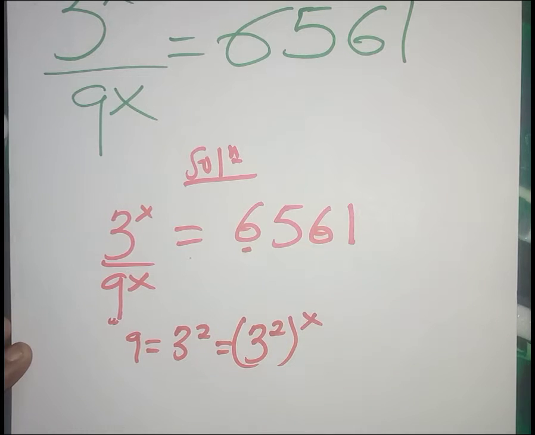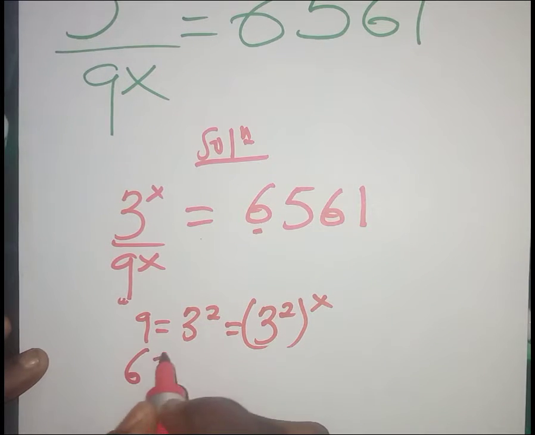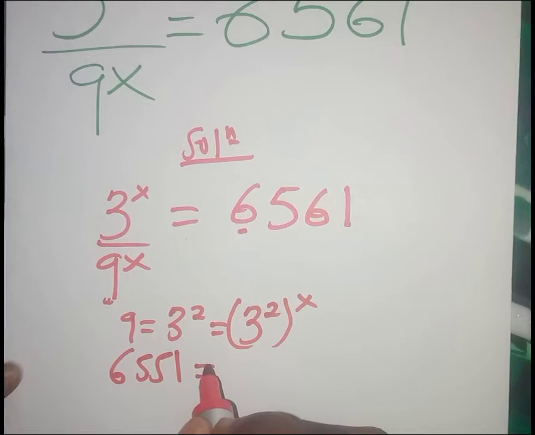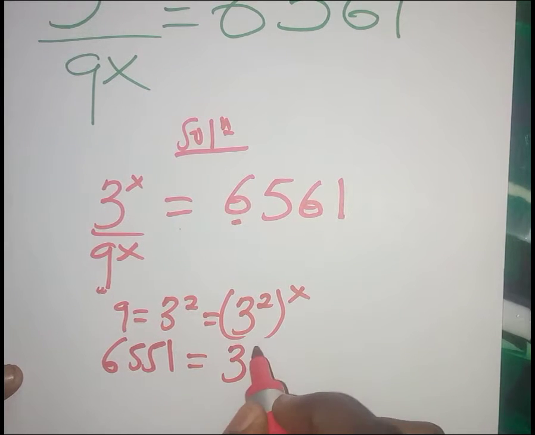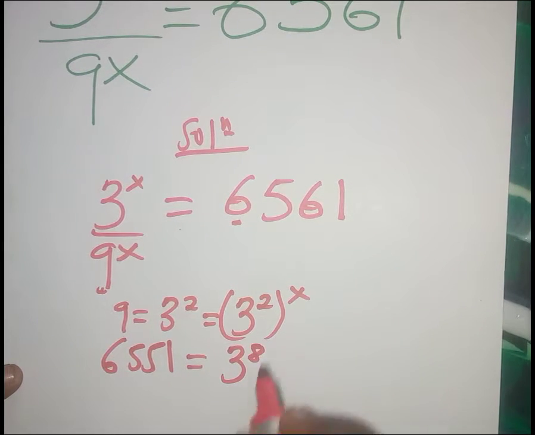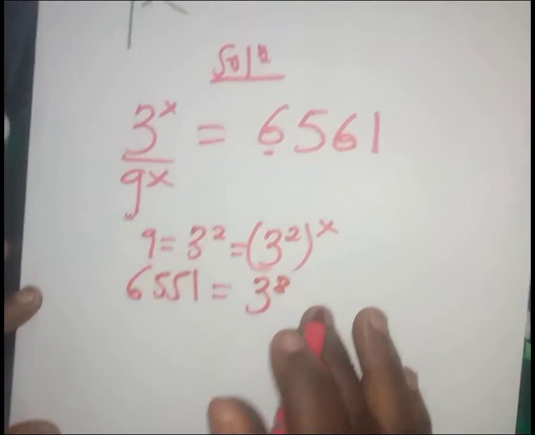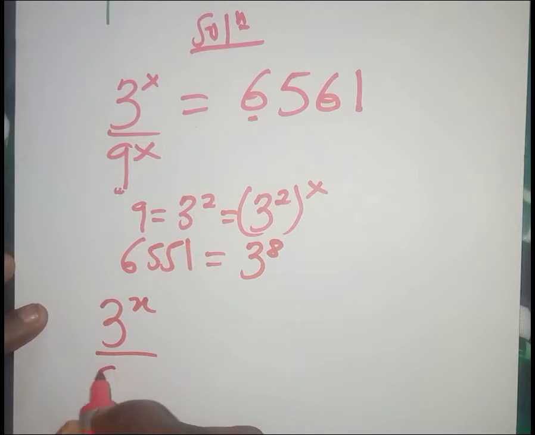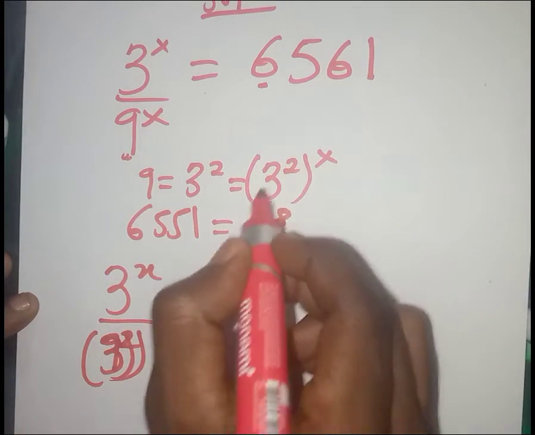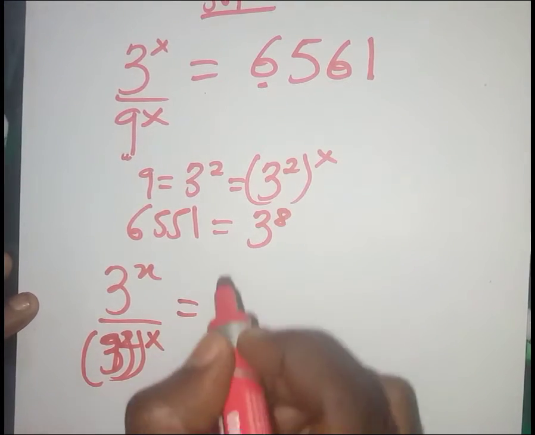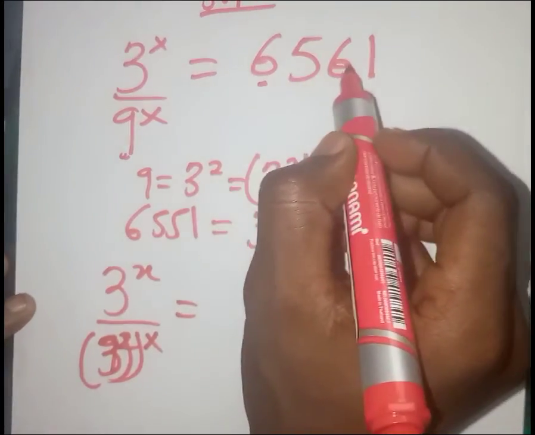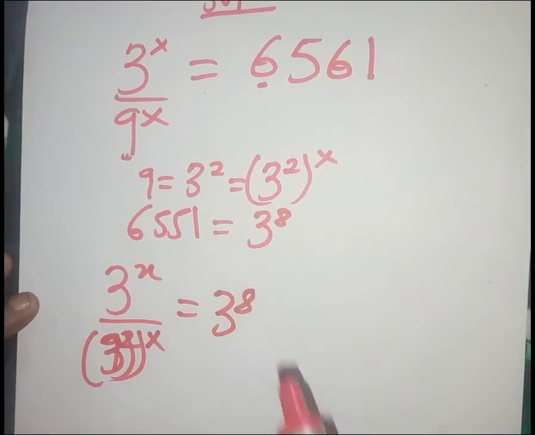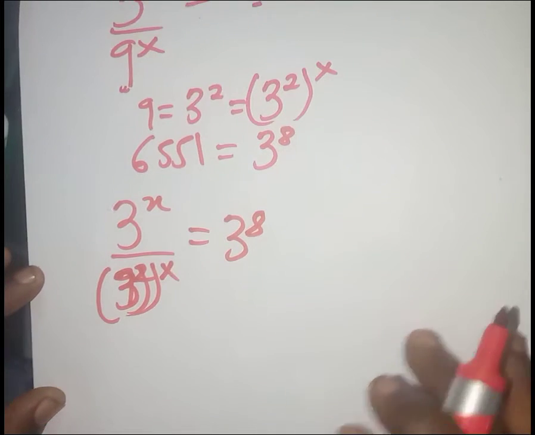Then we have the x multiplying over them, and for 6561 it's also going to be 3 exponent 8. Let's substitute that into the equation. So we have 3 exponent x squared divided by 3 exponent 2 with the exponent x attached to it, and we said that 6561 is 3 exponent 8 in this case. Now this is what we have.